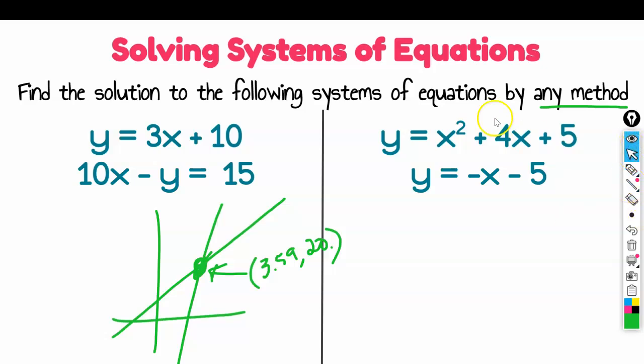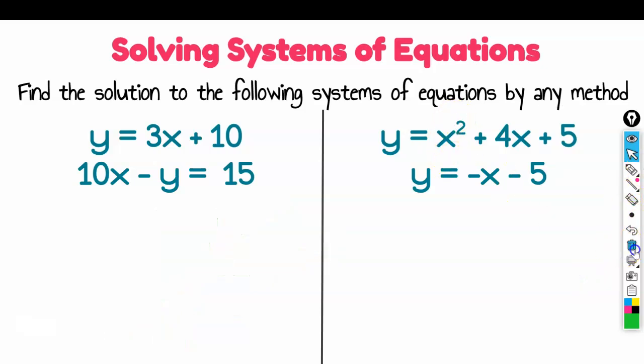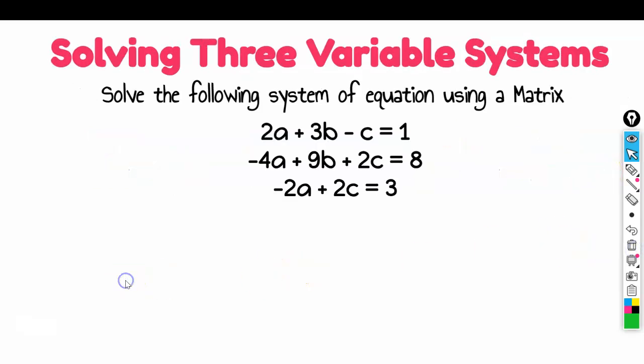And then we can do the same thing for the other one. But we're not going to do that one right now. We'll do that one later because that's a quadratic. But yeah, that's basically how you're going to do those types of problems.